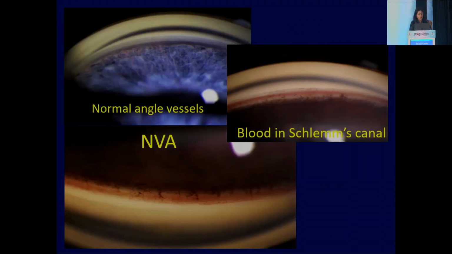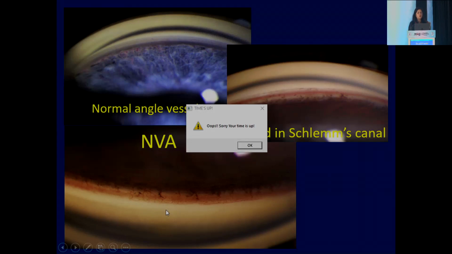It's also important to differentiate normal angle vessels from abnormal angle vessels. Normal angle vessels are usually over the iris, whereas abnormal angle vessels are usually crossing the scleral spur and the trabecular meshwork.